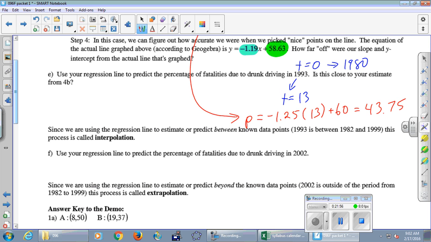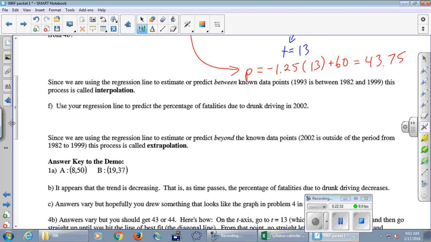Since we were using our regression line to estimate or predict between known data points, this problem was about 1993. Going all the way back to the chart, what was the earliest year? 82, and the last year? 99, and the question here about 93 is someplace in between, right? 93 is not in the chart per se, but it's between the extremes of the chart. So if you use your regression line to predict something between the start and end of your chart, it is called interpolation. Inter means between, that prefix.